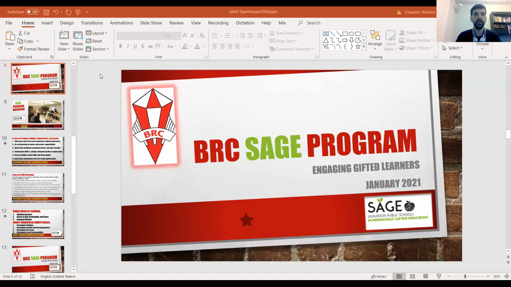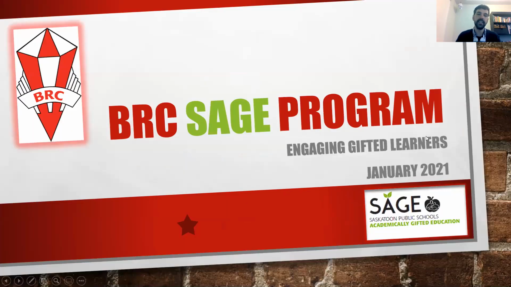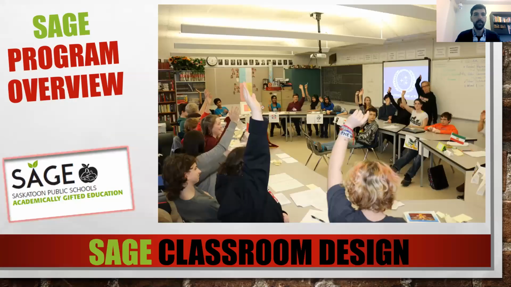In a previous video, I outlined our SAGE Learner profile to create an introduction to how we define and identify giftedness in our school division. And in this video, I'm going to follow that up by looking at how we design our classroom, our learning spaces, and our curriculum to best address the needs of those gifted learners in a congregated setting. So here we go.